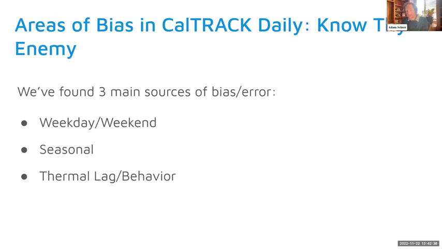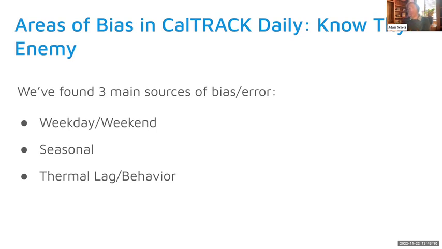We also have seasonal bias that we know exists. So the winter, for example, tends to push savings high or low, and the summer tends to push savings high or low. I forget which is which right off the top of my head, but I'm going to get into that as well. And then we have thermal lag and behavior. So if it's cold 3 days in a row, then people tend to need to heat more. If it's hot 3 days in a row, then people tend to cool more, those kinds of things. And we've done some testing on this front as well.